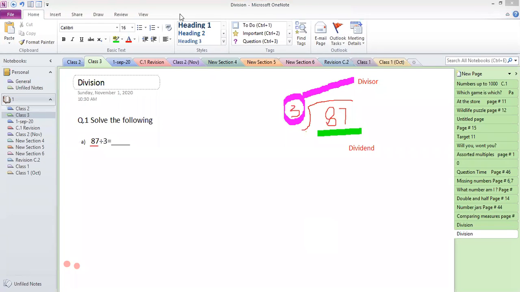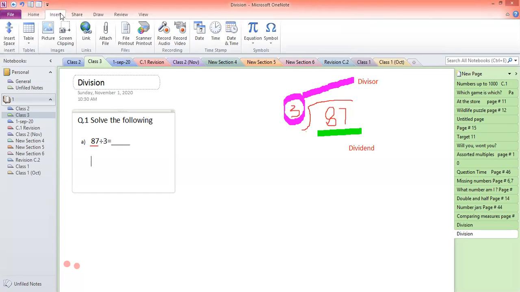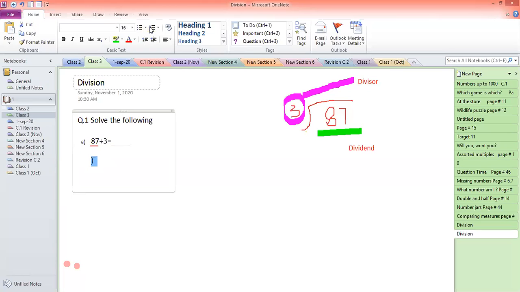Now I'm going to put the division sign here, and I make it bigger. Here I write 87 and you have to divide it by 3. So 87 divided by 3.